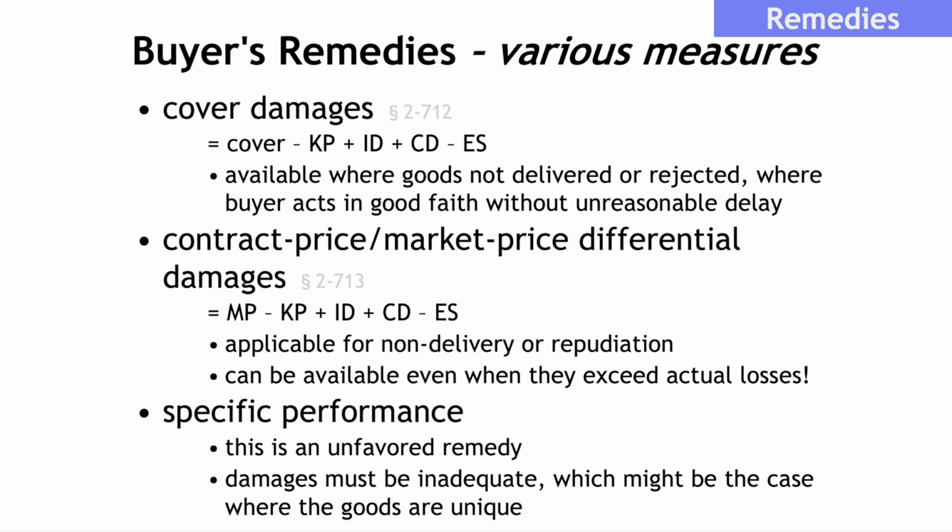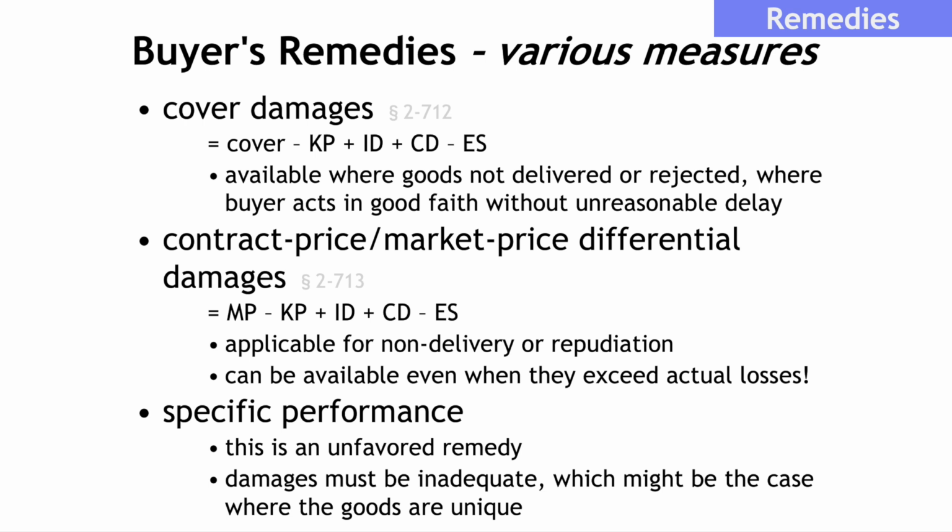You didn't deliver. Now I'm in a rush. I need a pickup truck. I found another one from another dealer, but they charged me $50,000. So I go out and cover by getting goods from another seller. So the measure of cover damages is the cost of cover, $50,000 in my example, minus the contract price, $40,000, plus incidental damages, plus consequential damages, minus expenses saved. So I've got to go out and buy the same item, more expensive, I get the difference.